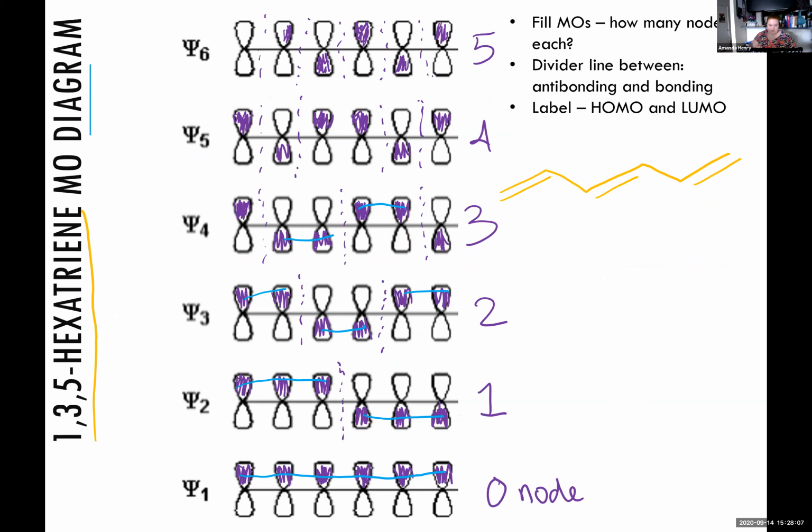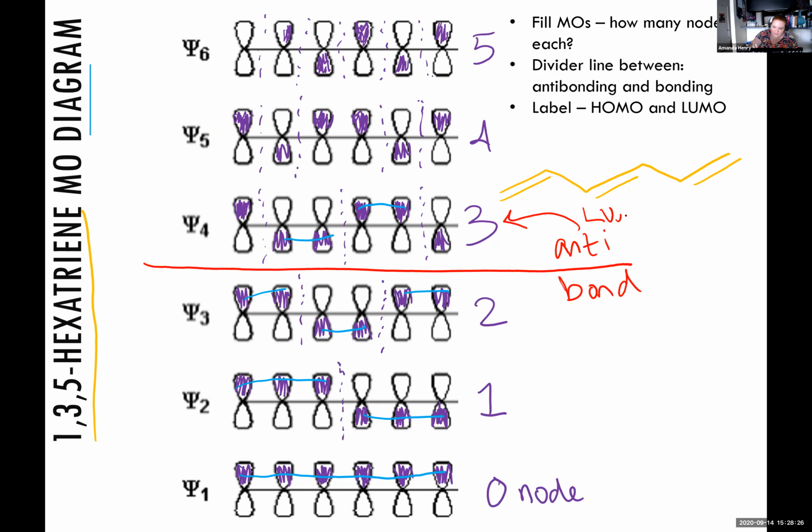So the easiest way to do it is we're literally just cutting this in half. So half are going to be our anti-bonding above, and then the other half below are the bonding orbitals. The very first anti-bonding orbital will always be the LUMO, and the very last, or the top bonding orbital, is going to be the HOMO.